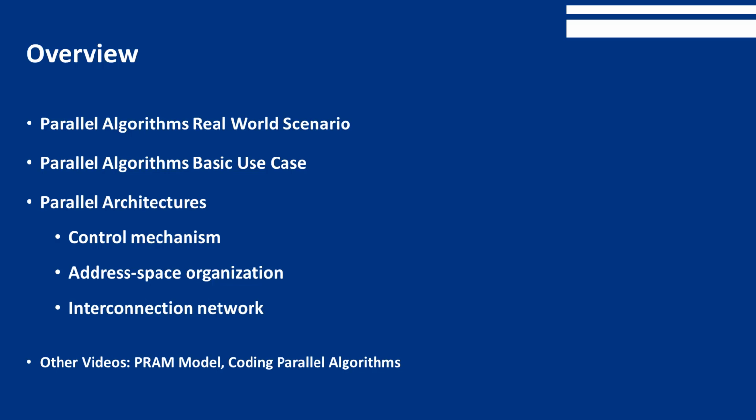We will discuss the architecture of parallelism, which can vary from control mechanism, address space organization, and interconnection network. The next several videos will go on with the PRAM model, a theoretical model which is a mere extension of the computational serial model, and then we'll provide you example codes to show you parallel algorithms in action.